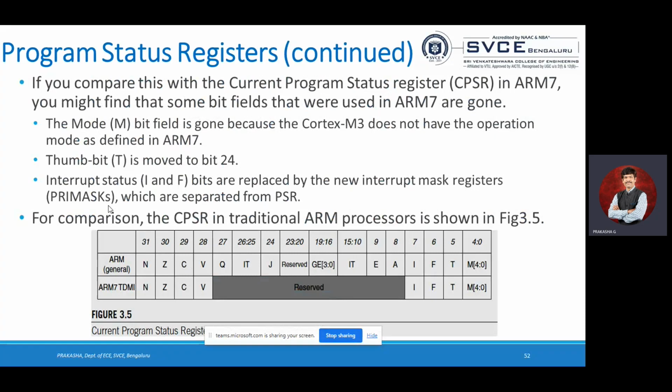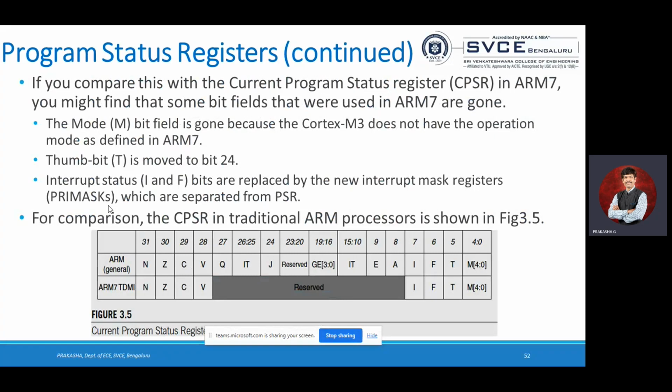NZCV and the other bits, bit number 8 to bit number 27, almost 20 bits, are reserved for future use. Then IFT, interrupt, fast interrupt and thumb instruction, and M0 to 4, that is 5 bits, are for the mode purpose.